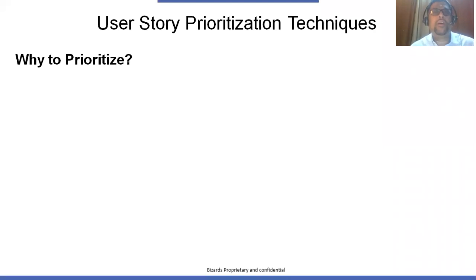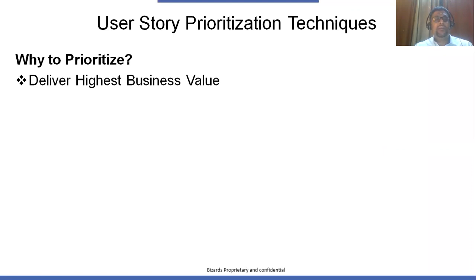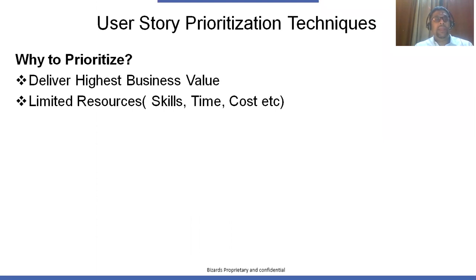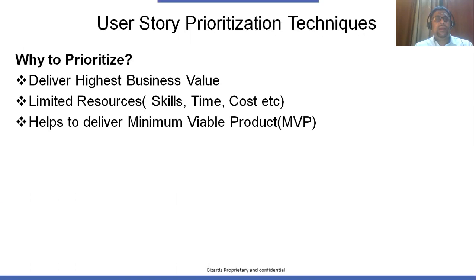So why prioritize? Why is there a necessity for the product owner to prioritize? There are three compelling reasons. The very important thing is that prioritization of user stories helps in delivering the highest business value to the customers, and it also helps in making a trade-off, especially when you have limited resources in terms of skill set, time, and cost, and then it helps you to deliver a minimum viable product. Sometimes people call it minimum marketable features.